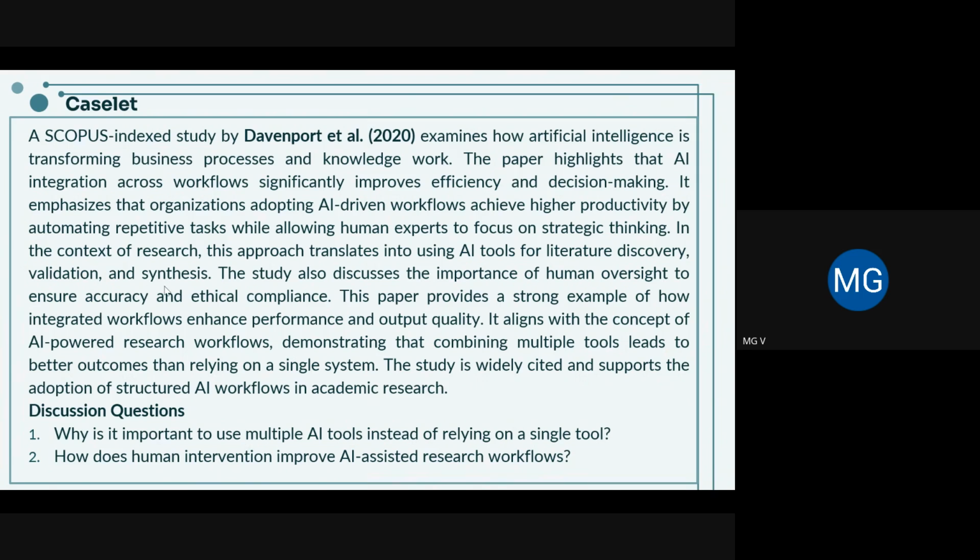How does human intervention improve AI-assisted research workflows? Intervention, why is it required?